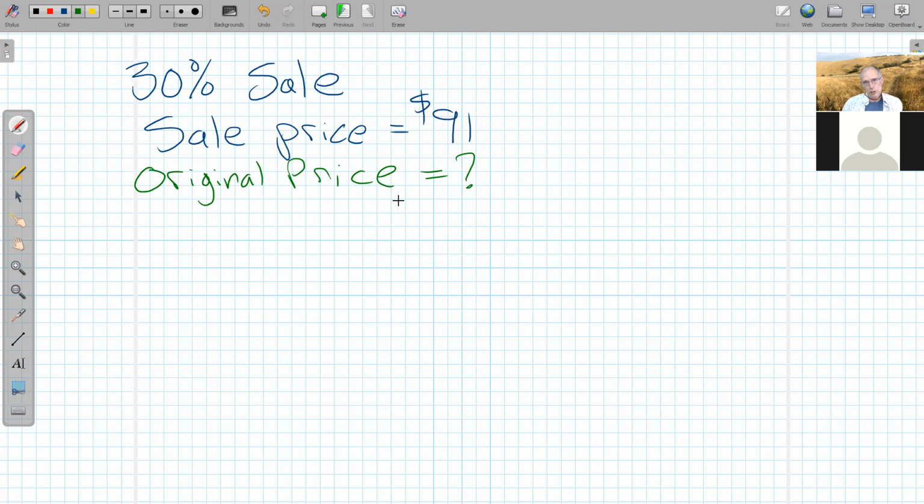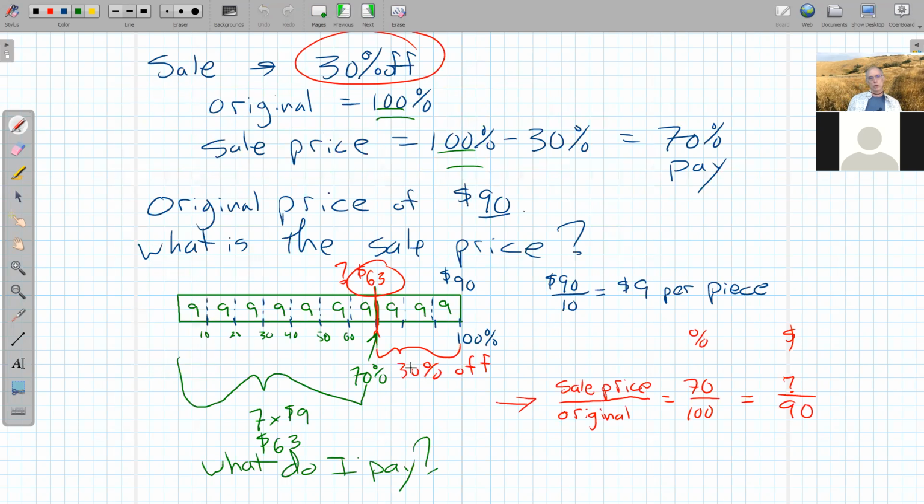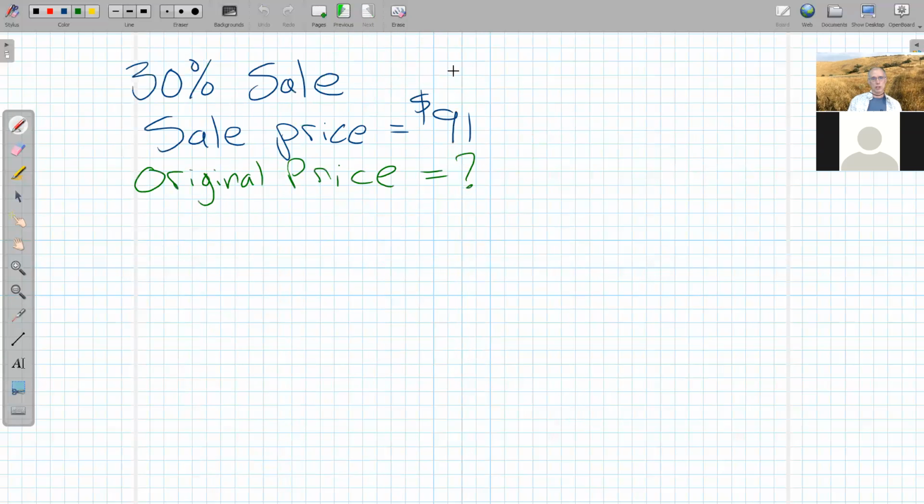And so what I'd first like you to do is forget about a proportion on this one. Try to draw a rectangle like I drew here, and relate where does 100% off go? Where does the sale percentage go? Where does the sale price go? Where does the original price go? So try to draw a rectangle for this situation. Don't worry about solving yet, just try to draw the rectangle.